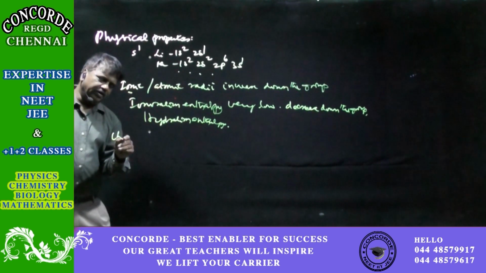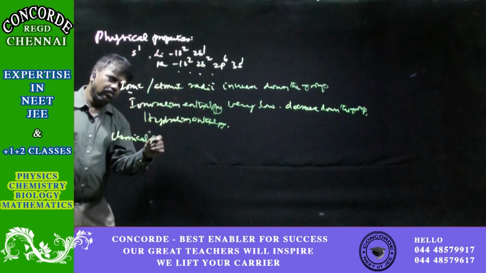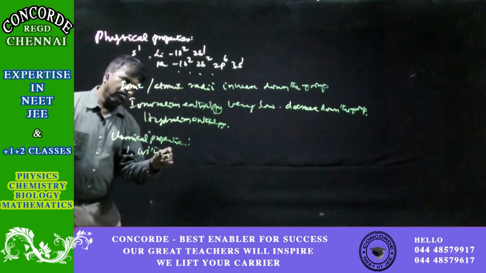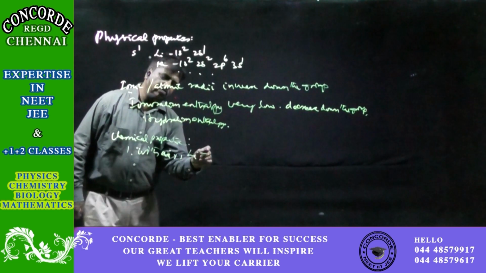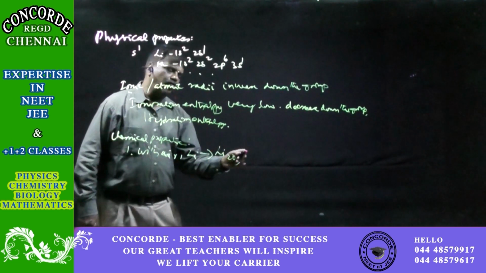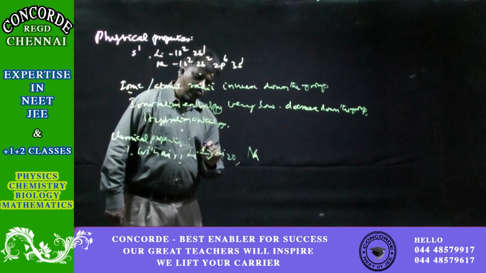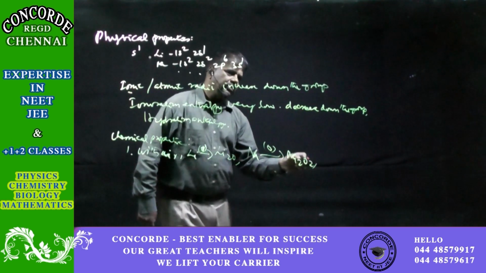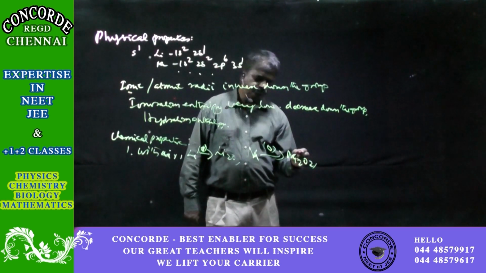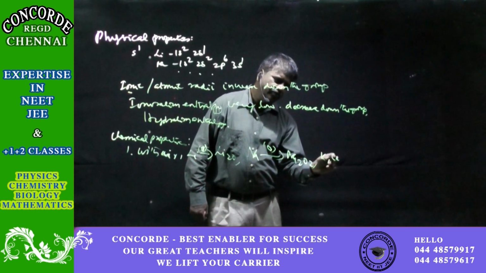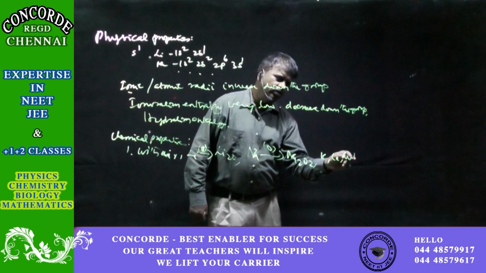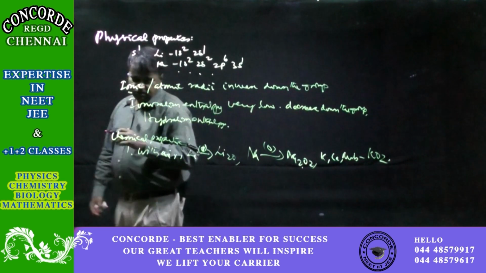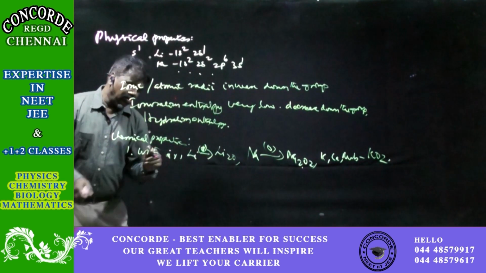When it comes to the chemical properties, with air, lithium forms lithium oxide, and sodium with atmospheric air becomes sodium peroxide. Others like potassium, cesium and rubidium form superoxides. This is a peroxide and this is a superoxide. So this is the action with atmospheric air.